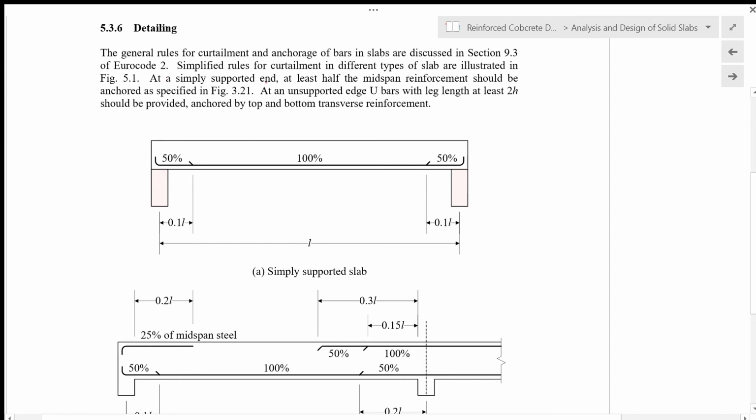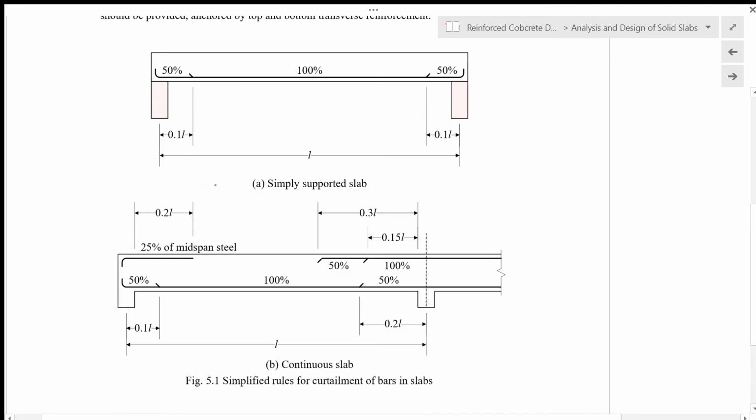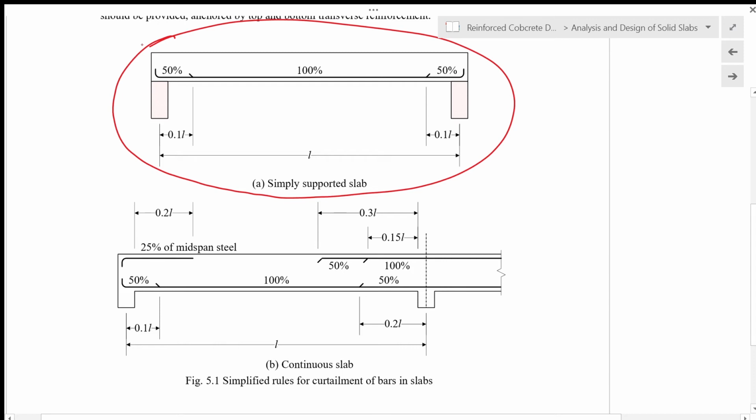At the simply supported end, at least half the midspan reinforcement should be anchored as specified in Figure 3.21. So at least 50% of the reinforcement required for bending has to be anchored at the supports. At an unsupported edge, U bars of length at least 2h should be provided, anchored by top and bottom transverse reinforcement. This diagram shows the simplified rules of detailing for a simply supported slab.